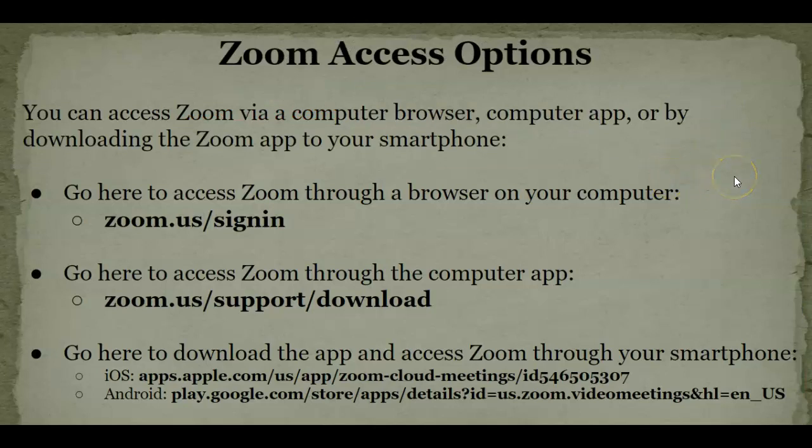You can access Zoom in three different ways. You can go here to access Zoom through a browser on your computer. You can go here to access Zoom through the computer app that you download onto your computer. Or you can download the app and access Zoom through your smartphone using either iOS or Android.